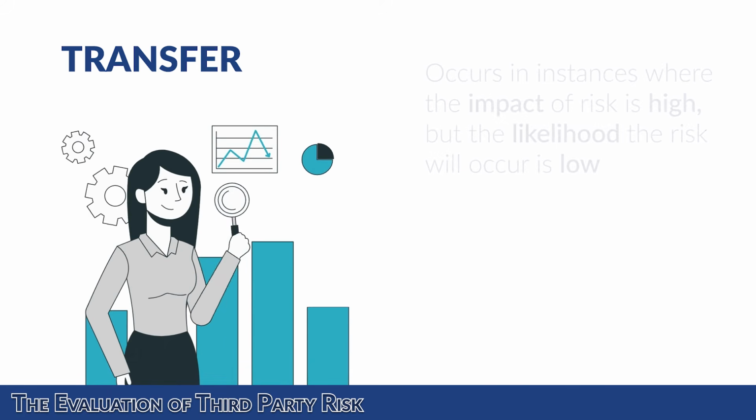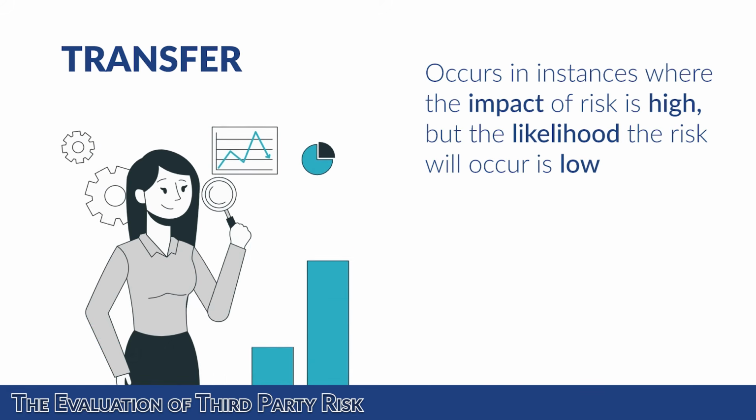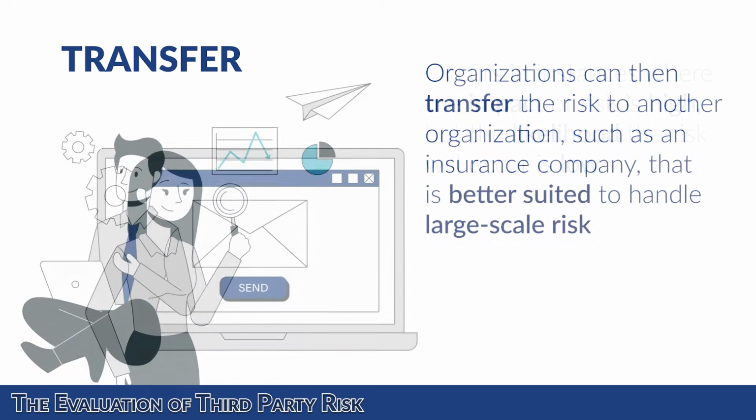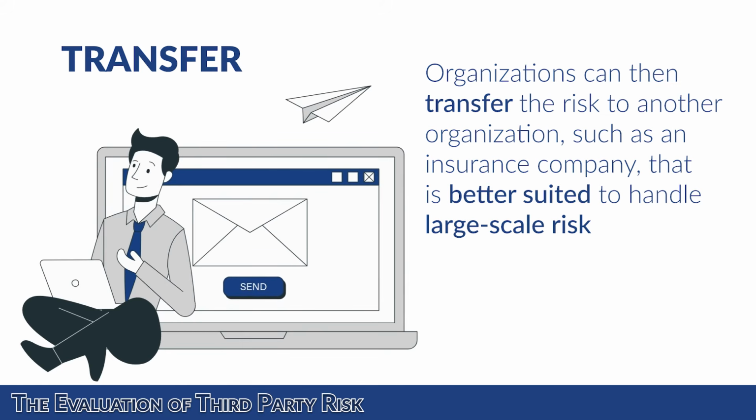A risk transfer often occurs in instances where the impact of risk is high, but the likelihood the risk will occur is low. Organizations can then transfer the risk to another organization, such as an insurance company, that is better suited to handle large-scale risk.